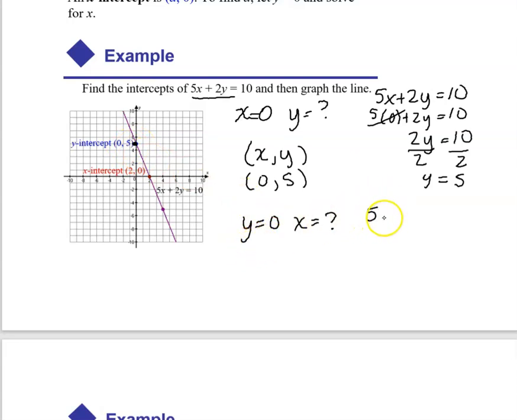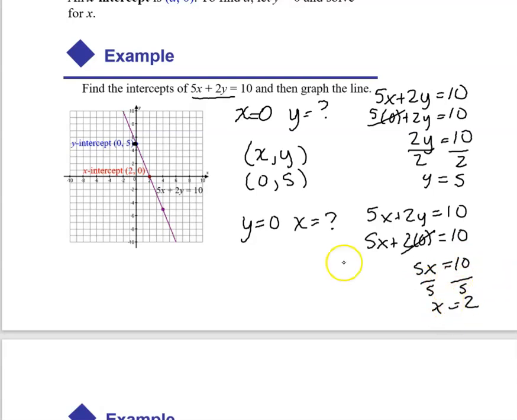Now, we're going to let y equal 0. So we would have 5x plus 2 times 0 equals 10. This time this is going to cancel out because 2 times 0 is 0. And when we divide by 5, we get x is equal to 2. So when we write our coordinate x comma y, we get 2, 0. So if we walk to 2, and because the y coordinate is 0, we wouldn't go up or down, we have that point.